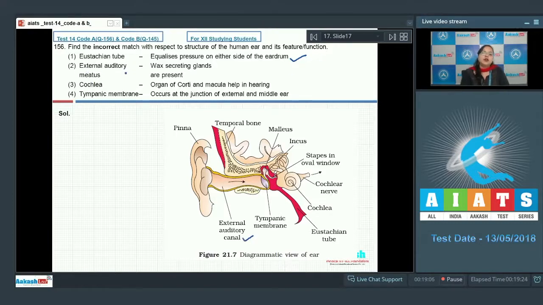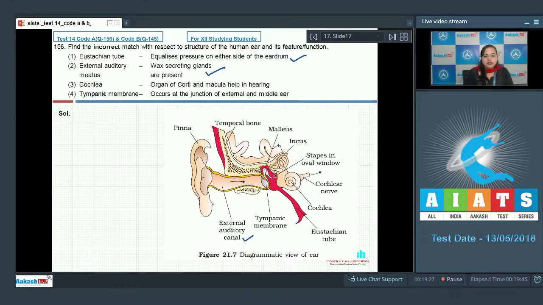Option 2 is given external auditory meatus, and it is matched with wax secreting glands are present. So in external auditory meatus, wax secreting glands known as ceruminous glands are present, and these glands secrete earwax, and earwax prevents entry of pathogen or dust particle into ear. So it is a correct match here.